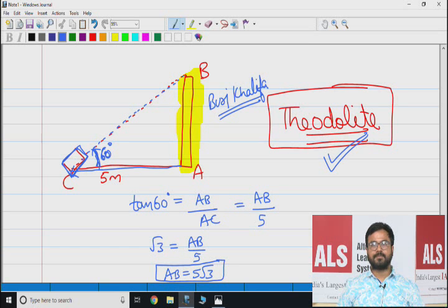Are you getting this, practically how they measure? Is this clear now? Okay.